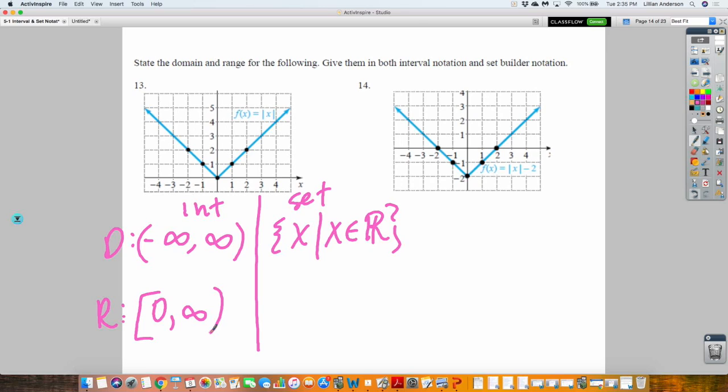So how do I write everything from 0 included all the way to infinity in set notation? What's the inequality that represents that? Y is greater than or equal to 0. So then to write the rest of that set, I need the set of y such that y is greater than or equal to 0. Questions? Yes? So the second one in your domain is always the same as the second one in your range? No, not always. It just depends on the graph.